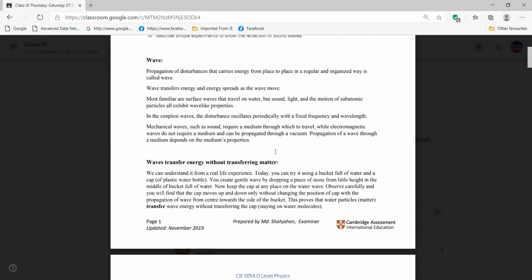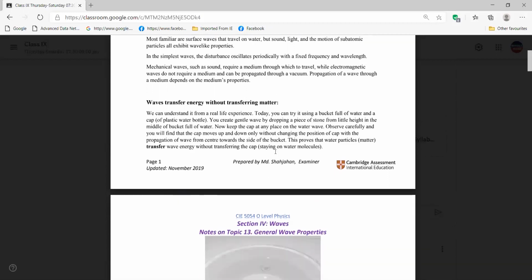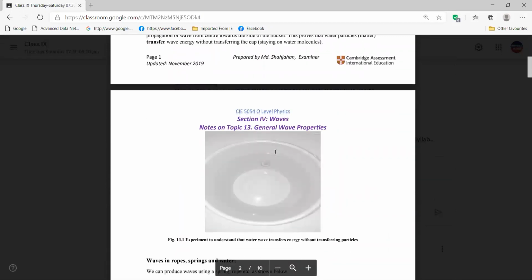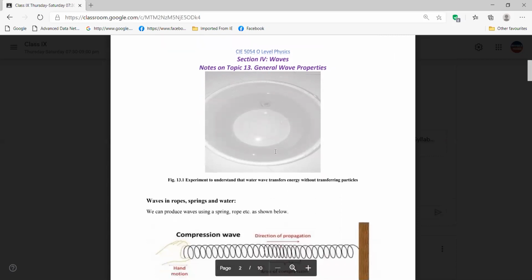Waves transfer energy and energy spreads as the waves move. Waves transfer energy without transferring matter molecules. Okay, so you can remember this, right? You can remember the example I gave you: from the middle, the wave is transferring, the particles are not moving. This cap is the proof, right?